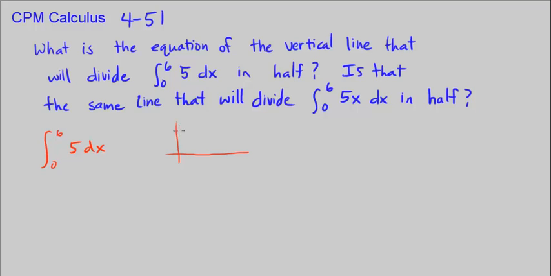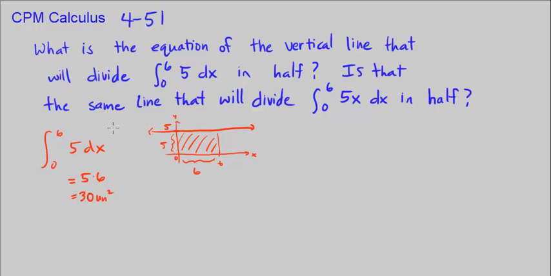So remember that the integral from 0 to 6 of 5 dx is just looking at the area between the line y equals 5 and the x-axis, between 0 and 6. And we know that this is a rectangle: the base is 6, the height is 5, so 5 times 6, or 30 units squared.